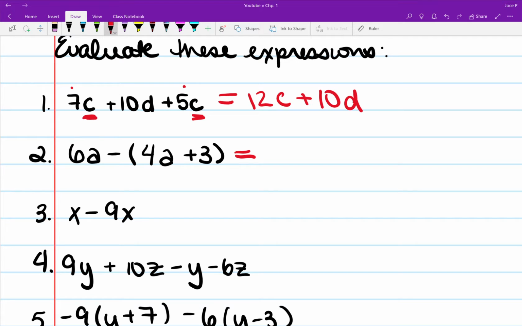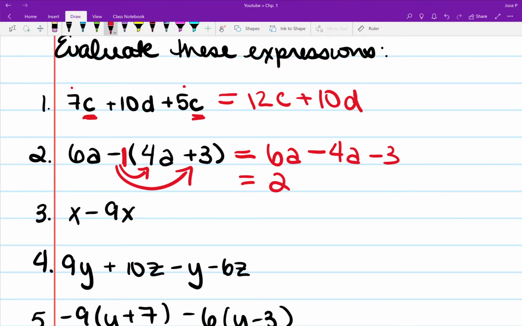Next, we have a 6. Oh my gosh, we have a secret 1. So we're going to transfer this negative 1 to each of them via distributive property. So now we have 6A minus 4A minus 3. Now 6A and 4A are like terms. 2A minus 3. Great.